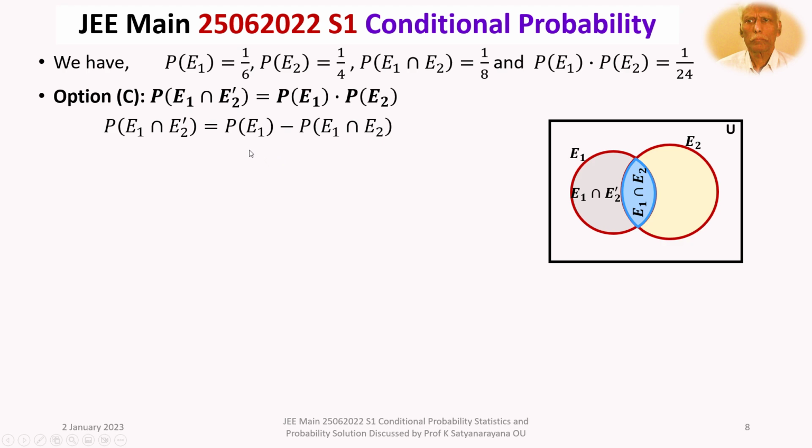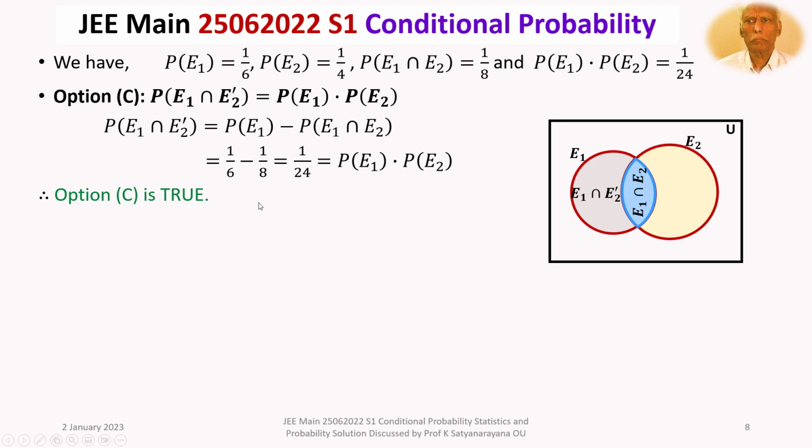Probability of E1 is 1 by 6. Probability of E1 intersection E2 is 1 by 8. Take the LCM and simplify, we'll get 1 by 24. And that is equal to probability of E1 multiplied by probability of E2, which is 1 by 24. So they are equal. So option C is true.